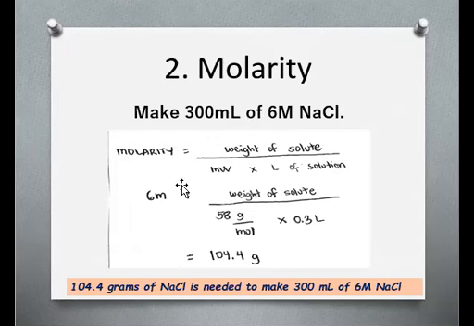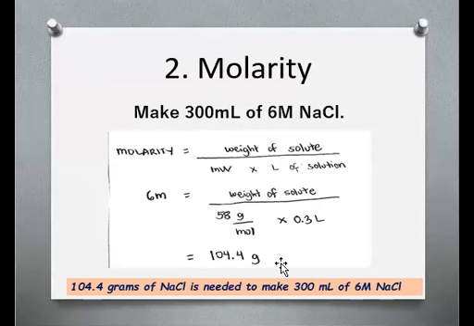So we have here 6 molar, and then the molecular weight for sodium chloride, 58 grams per mole, times, remember, liters of solution is needed. But since the given is 300 ml, we need to convert that to liters. So you'll now have 0.3 liters. So we're going to multiply these three. You have 0.3 times 58 times 6, and you'll get 104.4 grams.